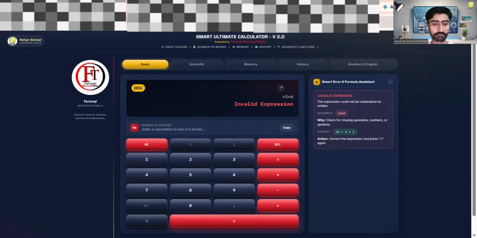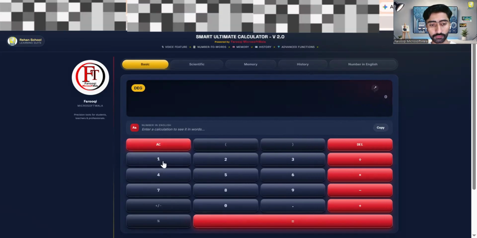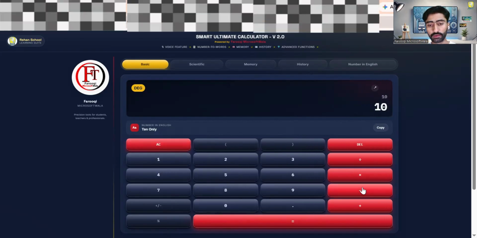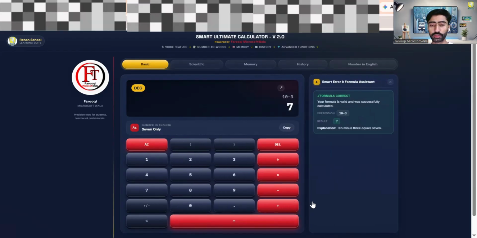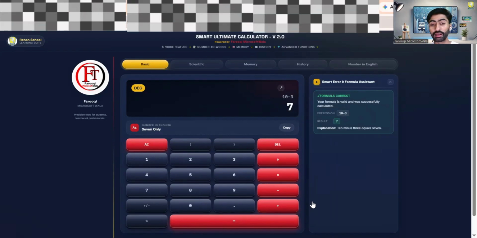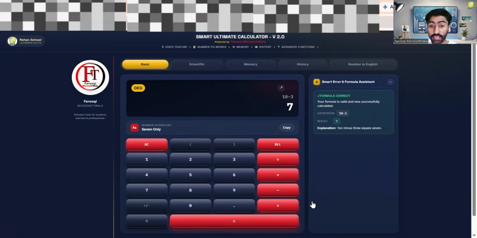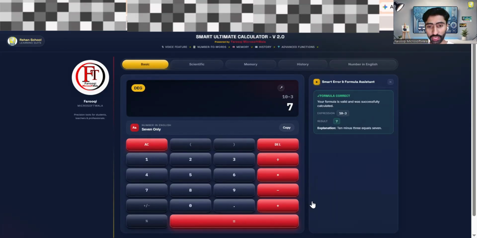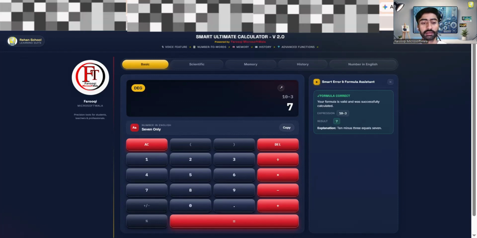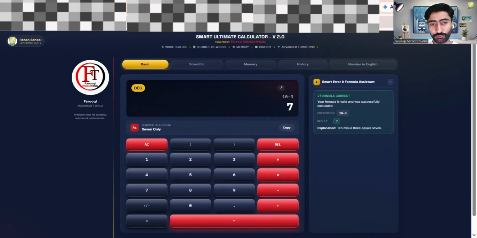So let's try another example. If I enter 10 minus 3, for example, let's first clear this one. All clear. 1 0 minus 3. 10 minus 3 equals 7. You can see that when you press enter, this formula and whole equation will be explained by a human voice. That is very unique. Basic calculator makes everyday calculation very simple and straightforward.